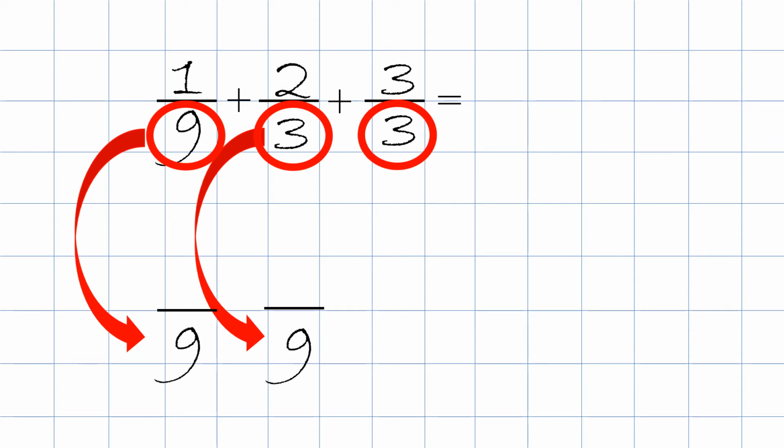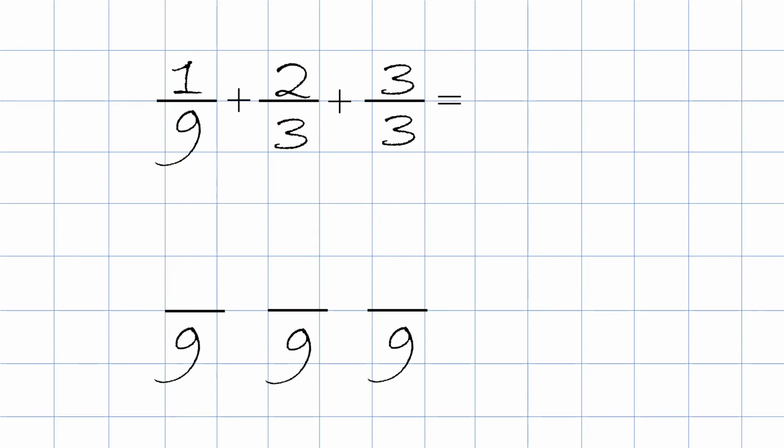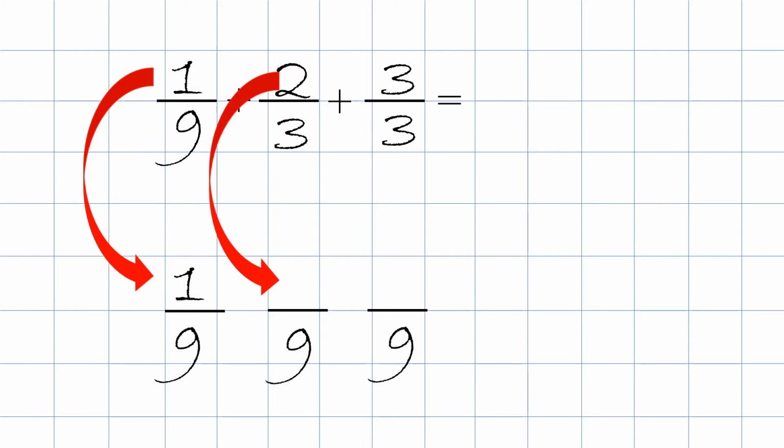And the 3/3, once again, the denominator, we multiply it by 3 to get a 9 and draw the little line. So next, we're going to multiply the numerators. Now the first set, 1/9, we did not multiply it by any number, so we just carry the 1 down here. The second set, 2/3, since we multiplied the bottom number by 3, we're going to multiply the numerator, the top number, by 3 as well. 2 times 3 will be 6.